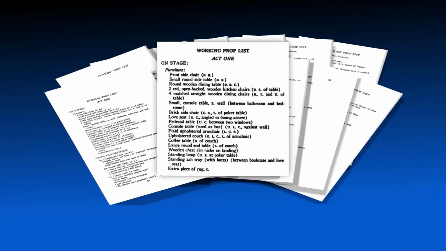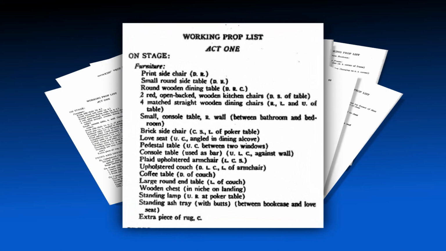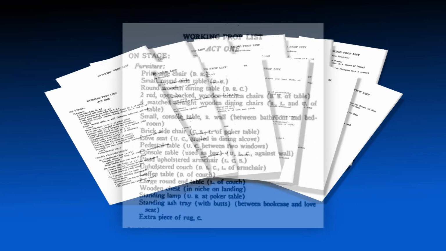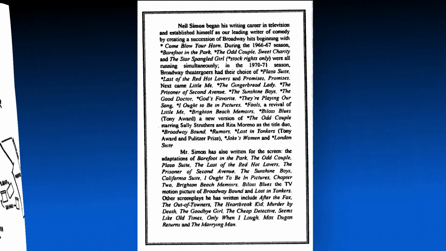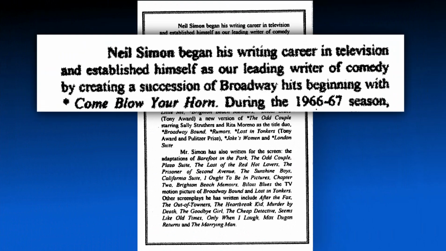On the last 14 pages of the script, we are given a detailed list of props for all 3 acts. And they're broken down by location of where they're put on the set. There's a ground plan in here. And there's a small autobiography about Mr. Simon himself. Now, this is one way to start out. This is great. I mean, the information's clear and it's precise.